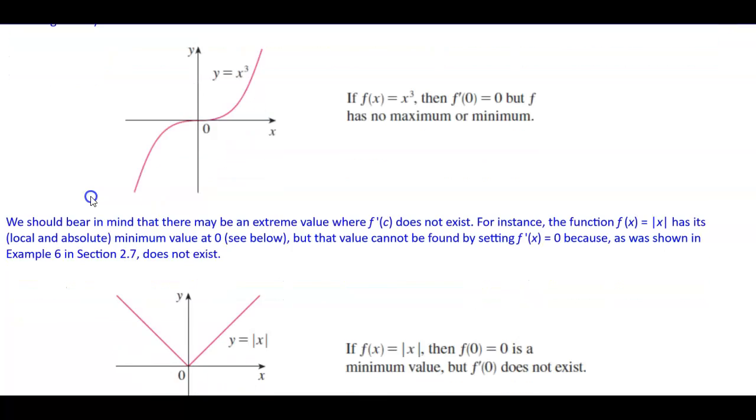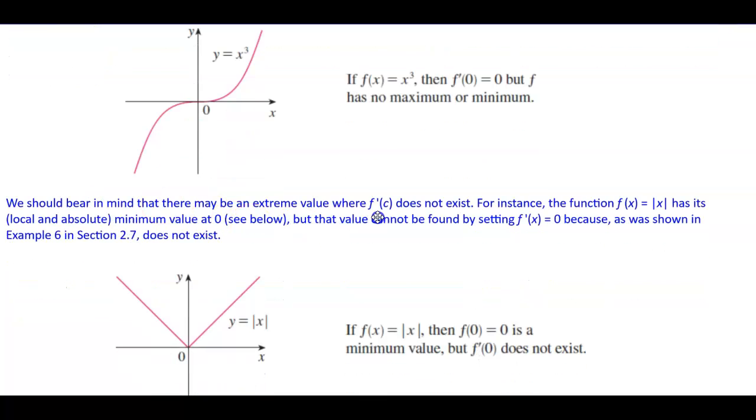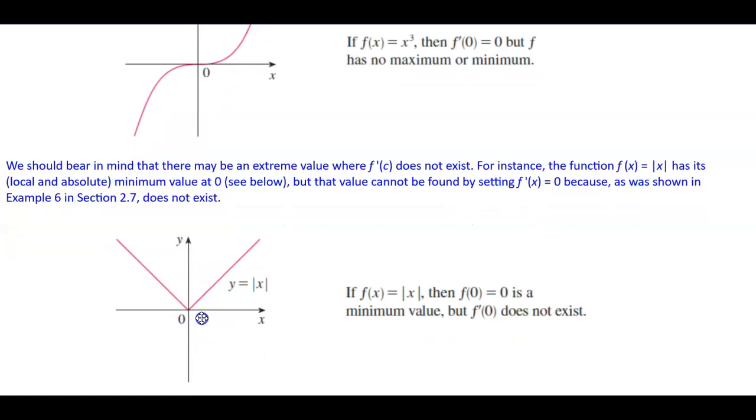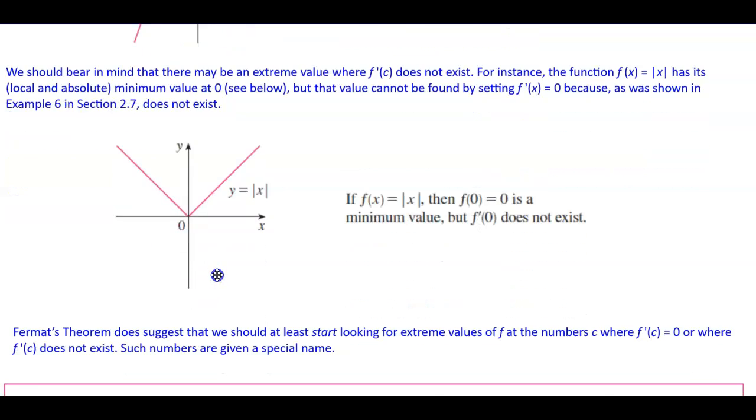Now we should bear in mind that there may be an extreme value where f prime of c does not exist. So for instance, the function f of x, which is equal to the absolute value of x, has its local and absolute minimum value at 0, as you can see here below. But the value cannot be found by setting f prime of x equal to 0, because as was shown in example 6 in section 2.7, it does not exist because it is a corner. So remember that at corners, the derivative will not exist.